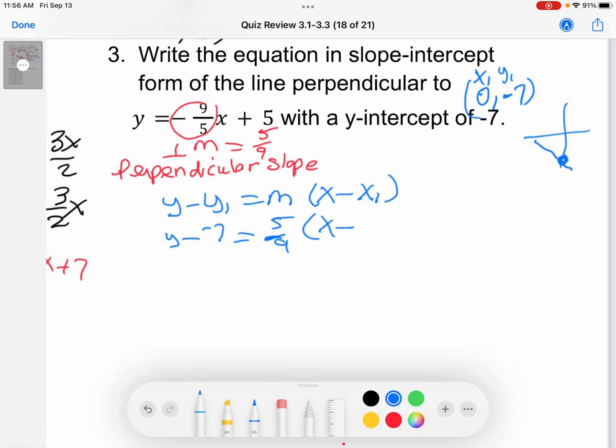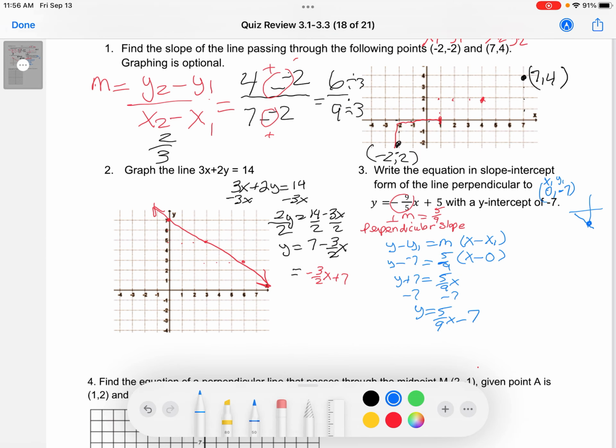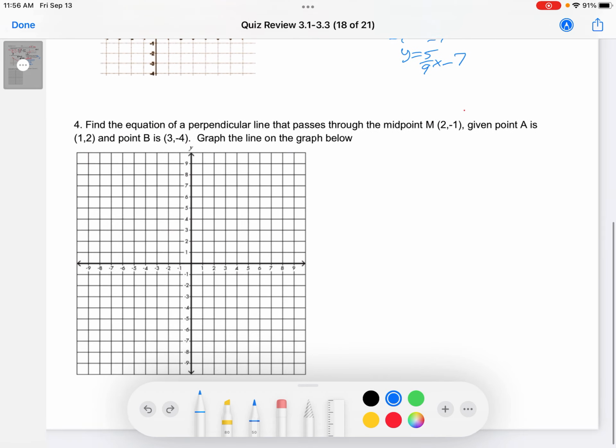Okay, and then x minus 0. So that's y plus 7 equals 5 over 9x. And if I subtract 7 to the other side, I get y equals 5 over 9x minus 7. So that is the equation of the line that we were looking for.